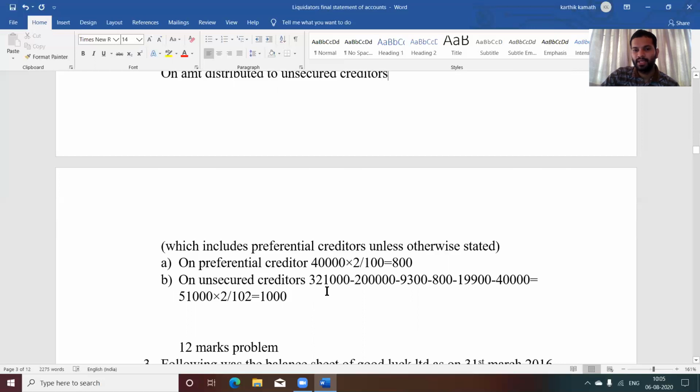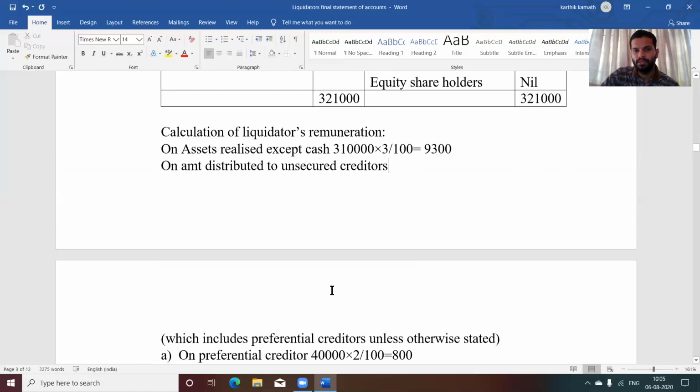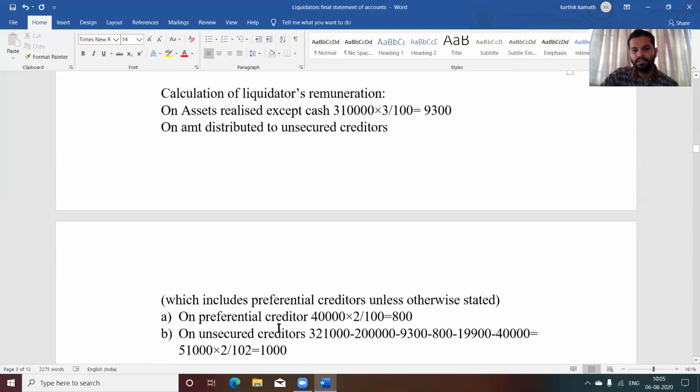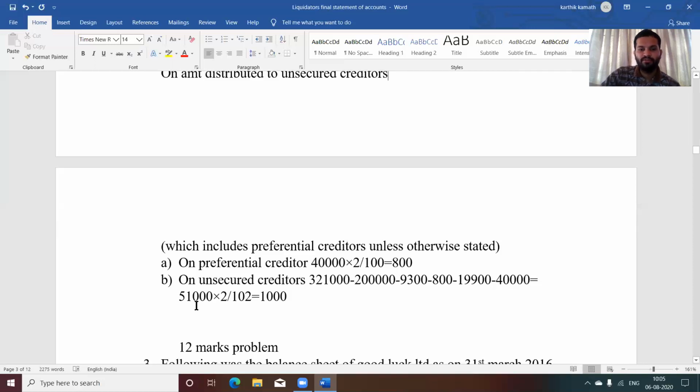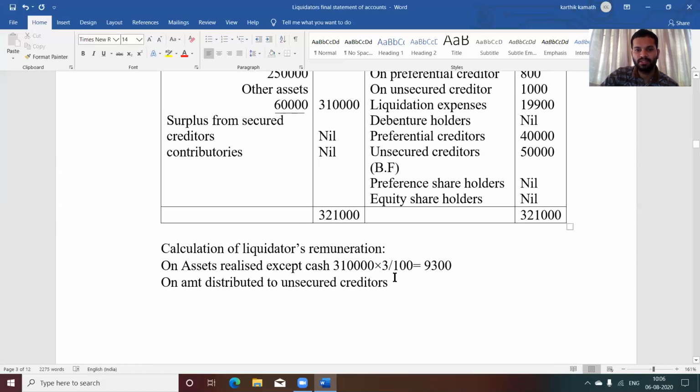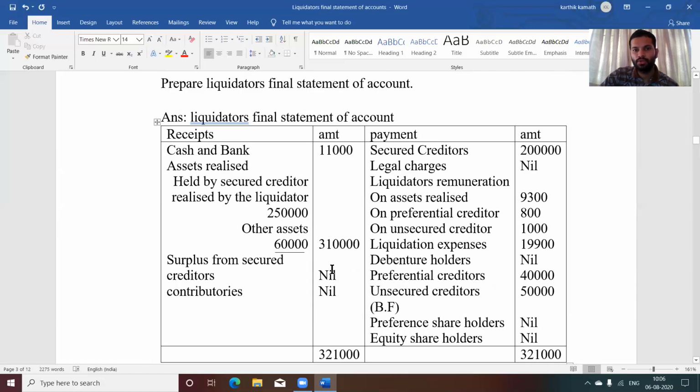And on unsecured creditor, how are you going to calculate? As I told earlier, that is receipt minus all the payment side information. That is 3,21,000 total receipt, minus payments: secured creditor, on assets realized 9,300, on preferential creditor 800, minus 19,900, minus preferential creditor 40,000. This amount you don't know, you will get the unsecured creditor amount after calculating all the adjustment. So now for unsecured creditor, you will get 51,000. 51,000 into 2 by 102, you will get commission as 1,000. So final unsecured creditor is 51,000 minus 1,000, that is 50,000 as a balancing figure. So this is how you are going to calculate. The total of both sides, receipt side as well as payment side, is 3,21,000.